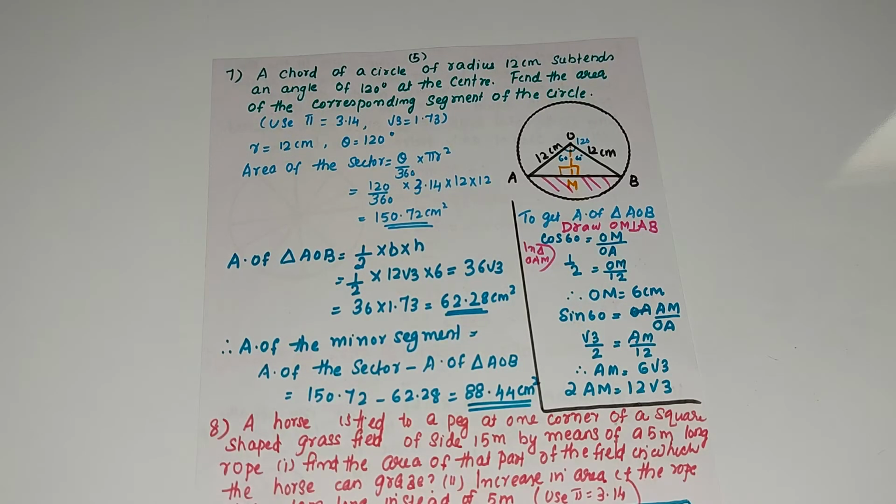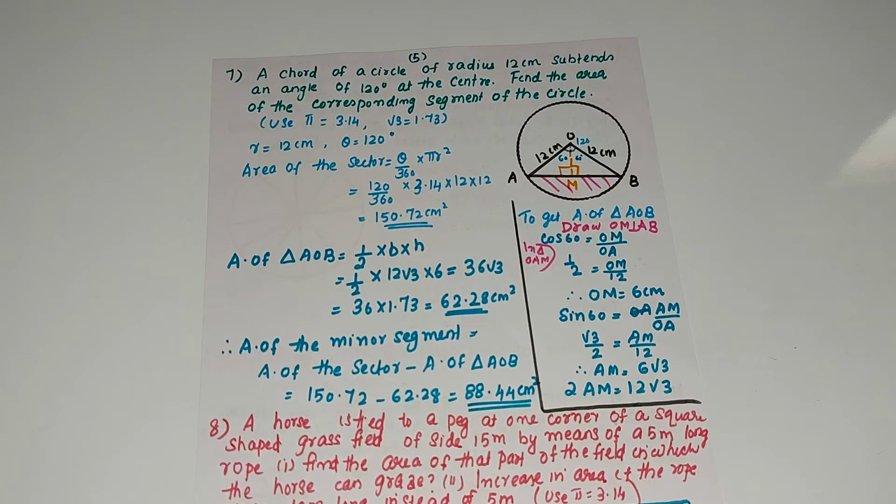Here cos 60 equals OM by OA. You know the value of cos 60, it is 1 by 2. So 1 by 2 equals OM by 12, since OA is 12, the radius is given. So OM equals 6 centimeter. So we got the height as 6 centimeter.